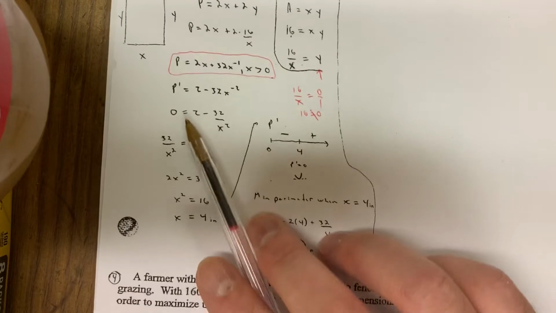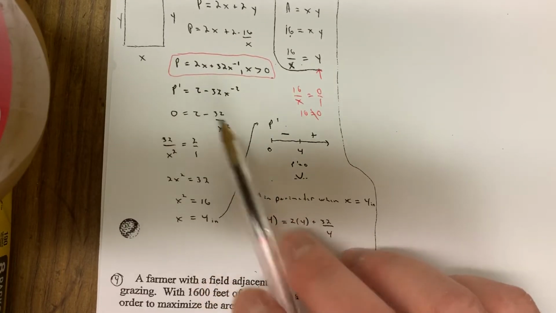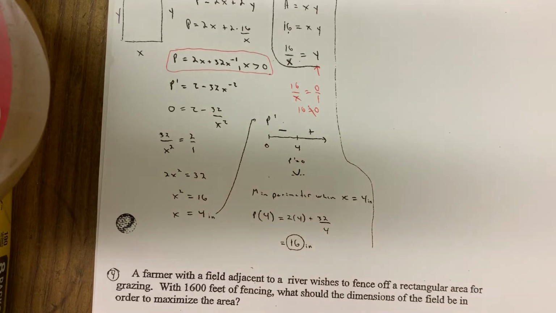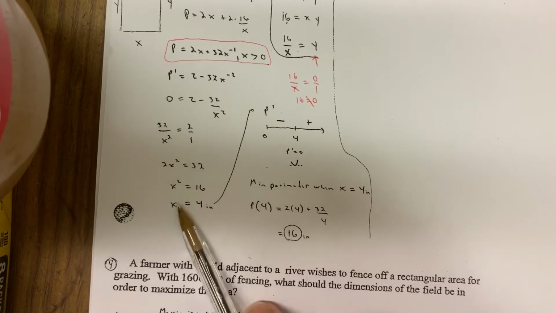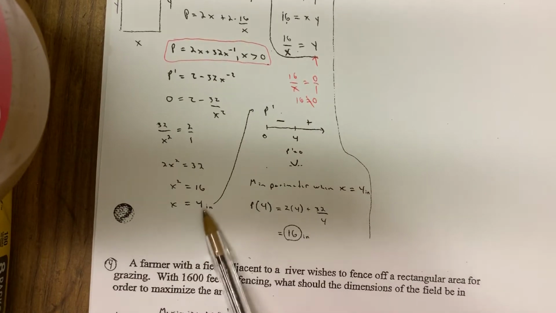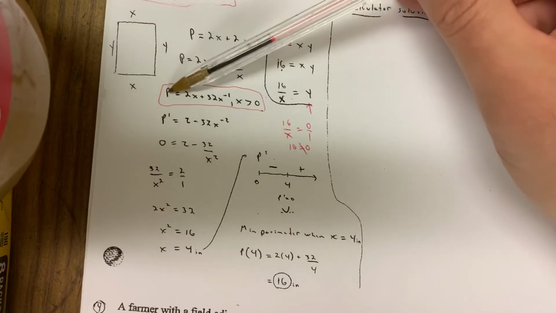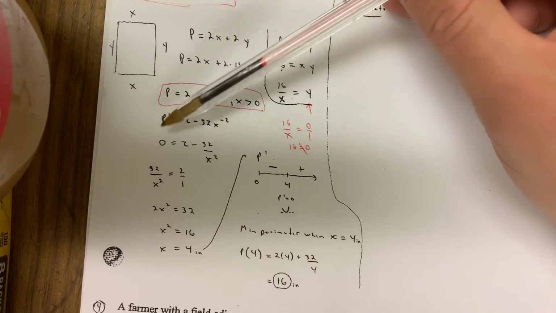Take that derivative, set it equal to 0. I added 32 over x squared to both sides, okay? Solved here. Once you get x squared equals 16, you have to be happy, because we know that means that x is equal to 4 inches. But look, that's just a critical x value. That's the place where the perimeter function actually has a derivative that's equal to 0.